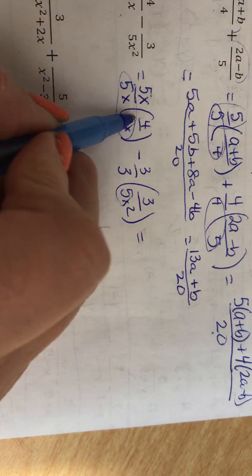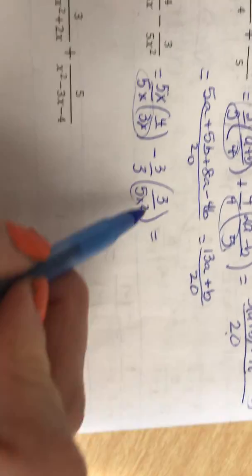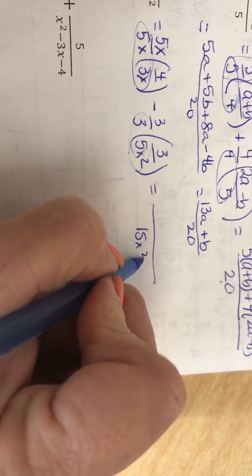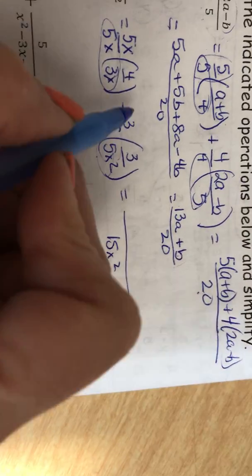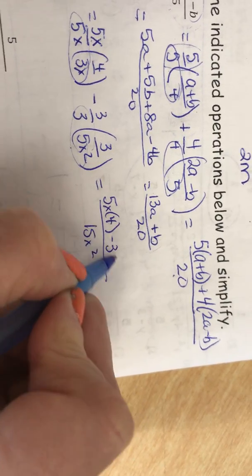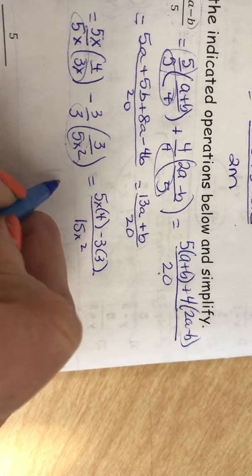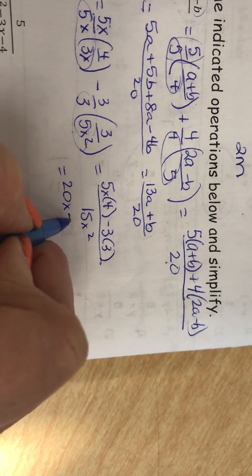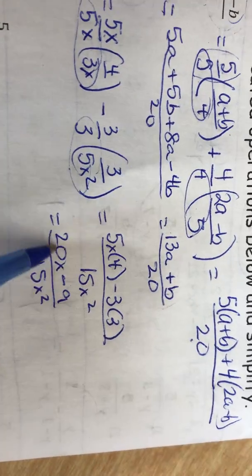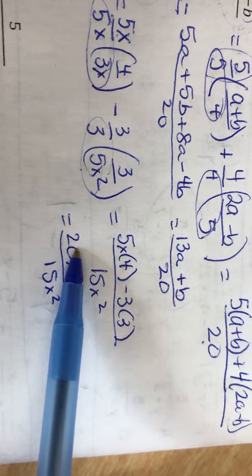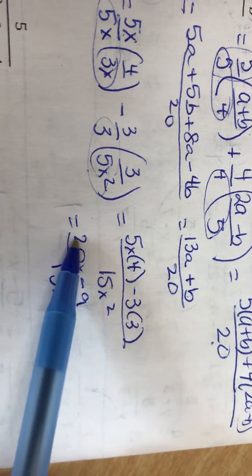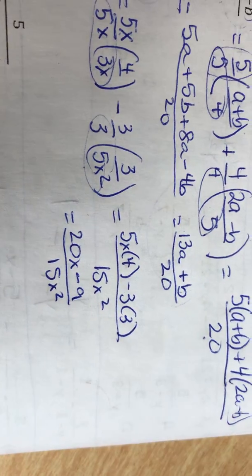So my common denominator is 15x squared. This is already 15x squared, so it's 15x squared. I don't ever change that. Now my numerator is saying to take 5x and times it by 4, then minus 3 times 3. So that is going to give me 20x minus 9 over 15x squared. There is no GCF here. Yes, 5 can go into both of these. Yes, 3 can go into both of these, but there's not one number that can go into all 3 parts. So there's nothing we can do with that.